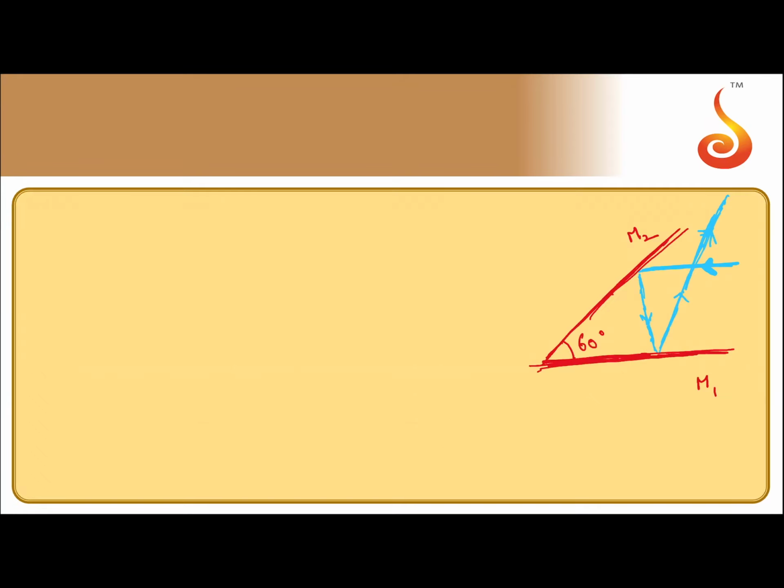So the angle made by the emergent ray with the horizontal is 60.